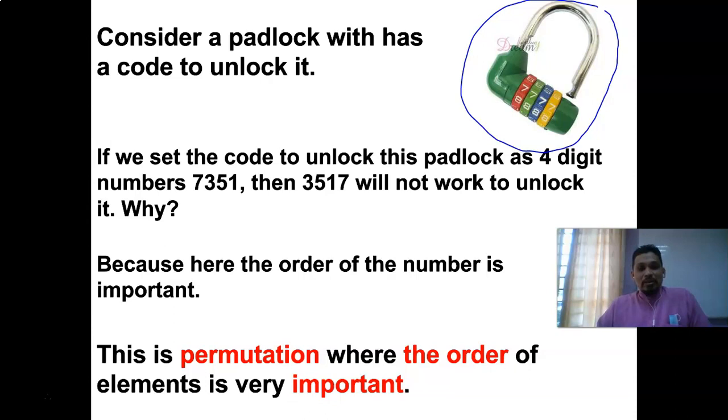So if we set the code to unlock this padlock as the 4-digit number 7351, then 3517 will not work to unlock it. Why? Because here the order of the numbers is important. So this is permutation, where the order of elements is very important.